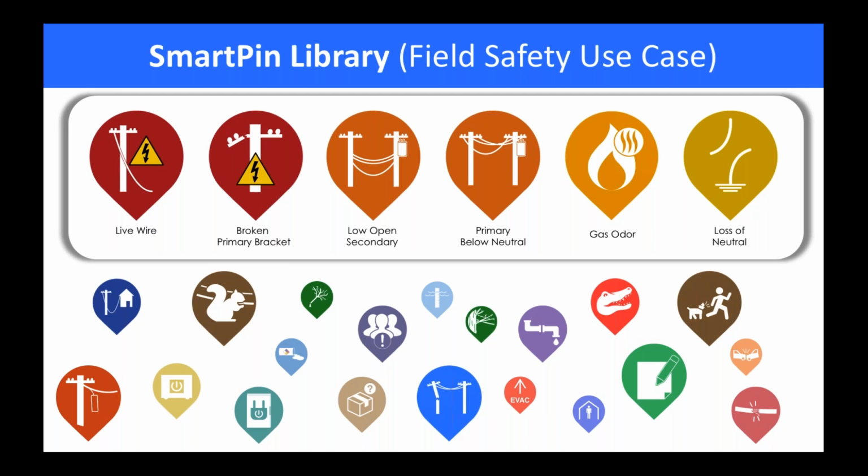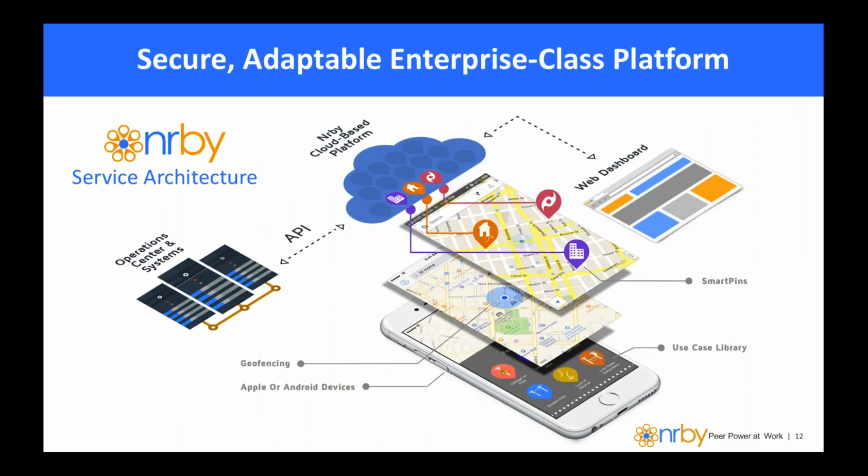They might represent different kinds of safety or emergency hazards, or they might represent business processes or operational use cases. It's really just a vehicle for mobile collaboration that's made simple and intuitive for the user, that's synchronized with a central set of systems and people to coordinate activities. And all of this happens through the use of a service architecture that's very secure, with end-to-end security, adaptable to the needs of the customer, and enterprise class in terms of its scalability.